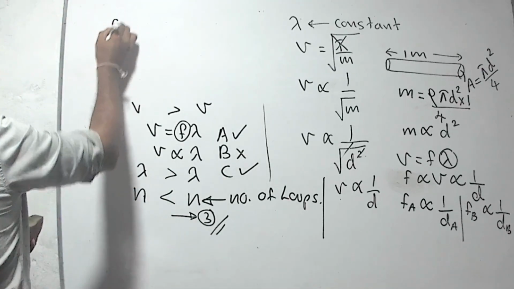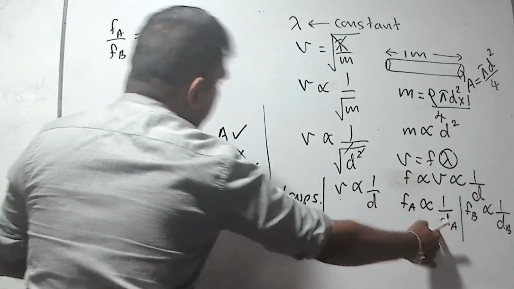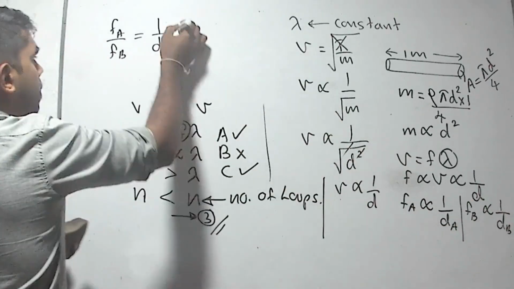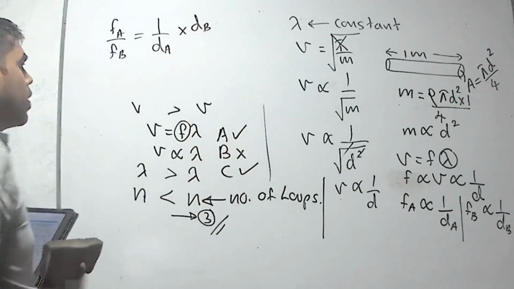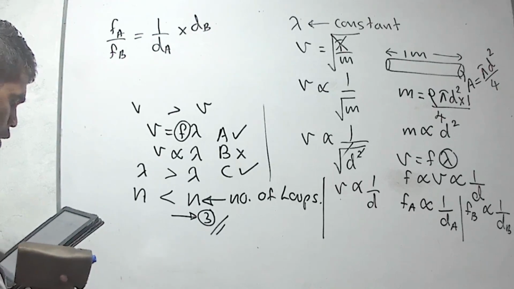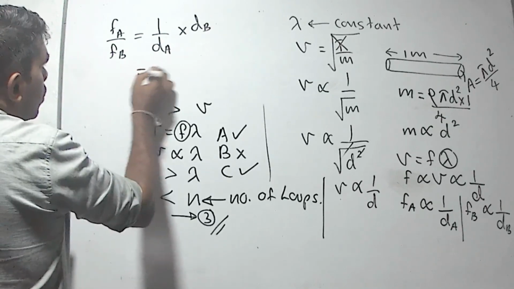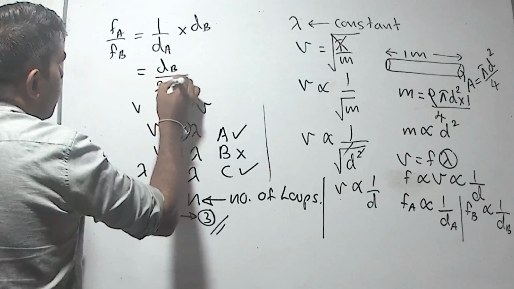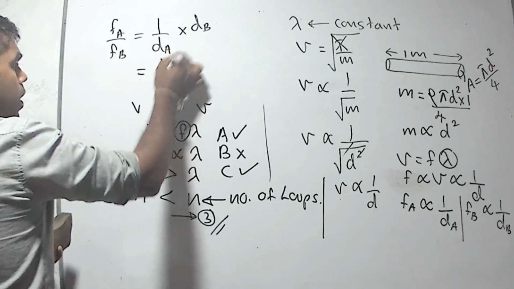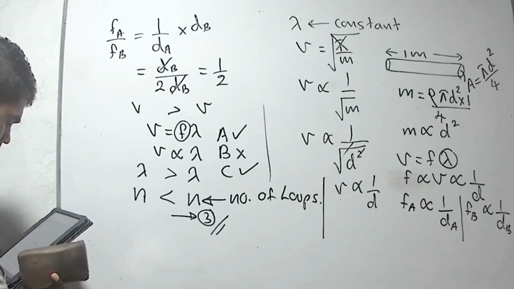Then FA over FB equals 1 over dA divided by 1 over dB, which means multiplied by dB, multiplied by the reciprocal. Now they have given that the diameter of A is twice the diameter of B. Therefore, we can use 2 times dB, 2 times the diameter of B, for the diameter of A. Then the answer should be half. Answer is 2.